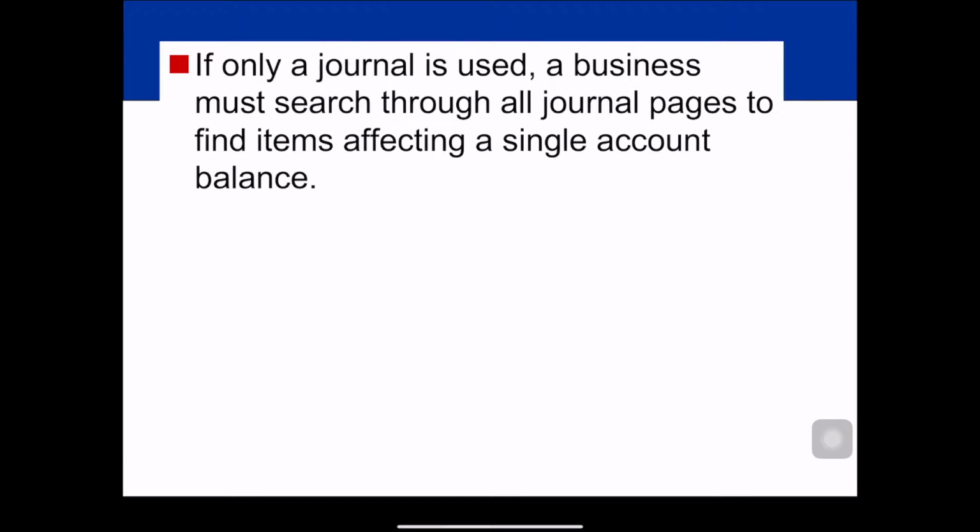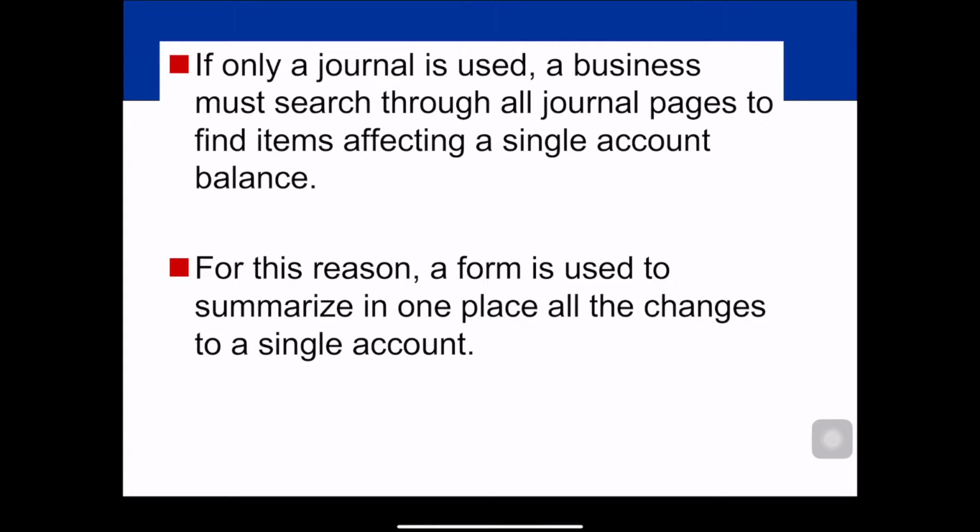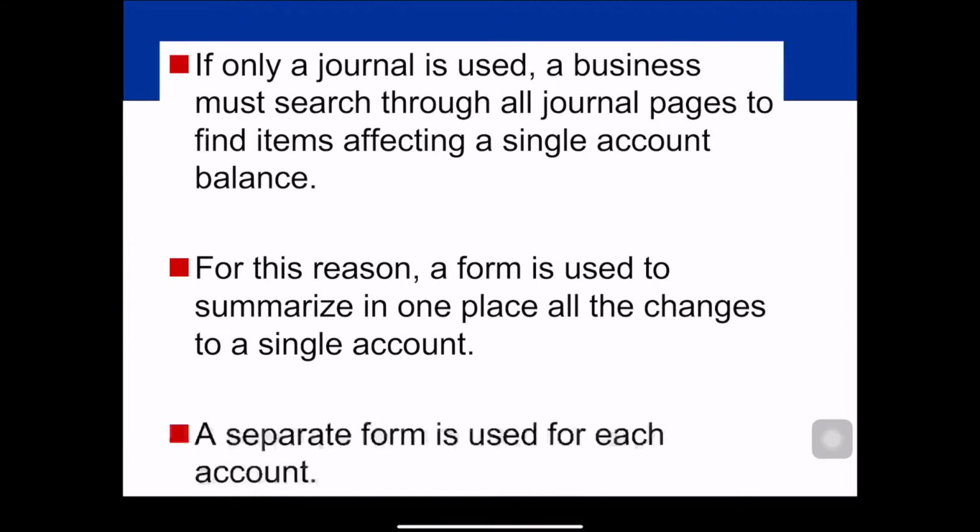If only a journal is used, a business must search through all the journal pages to find out items affecting a single account balance. For this reason, a form is used to summarize in one place all the changes that happen to a single account. A separate account form is used for each account.